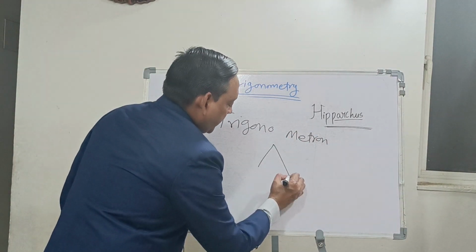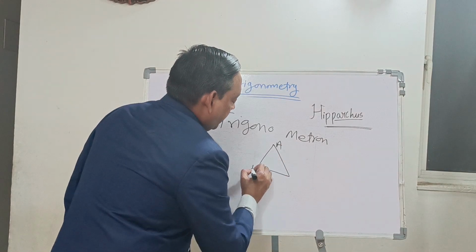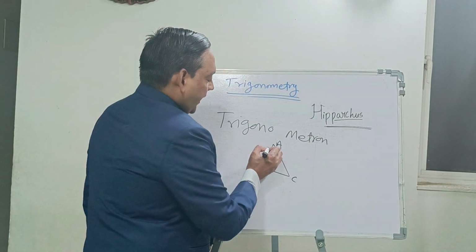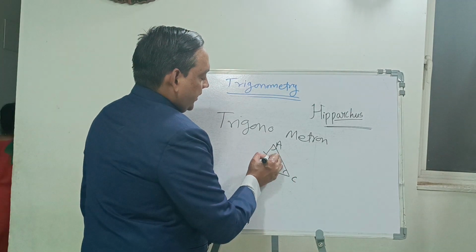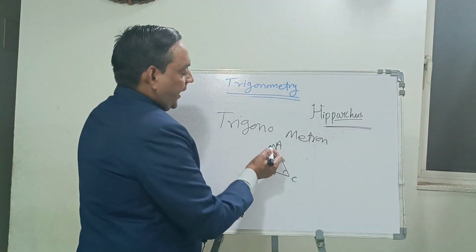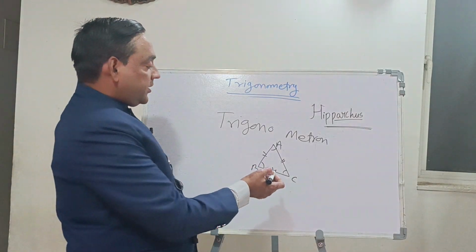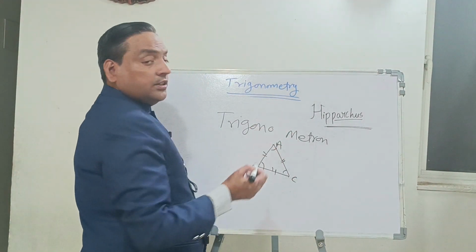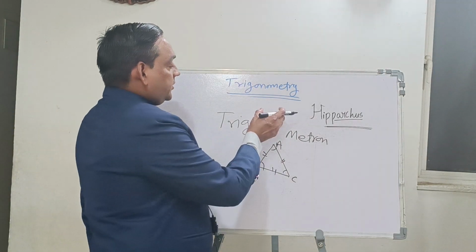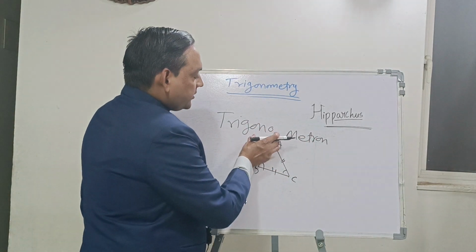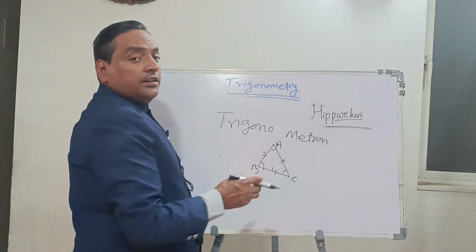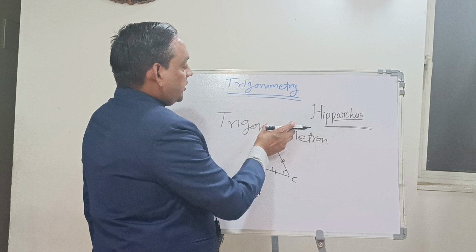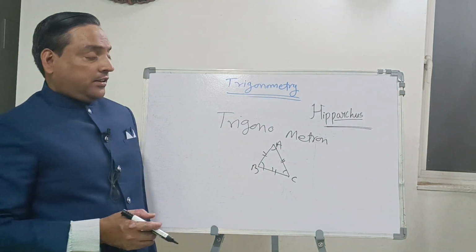Suppose we have a triangle ABC. In triangle ABC we have three angles and three sides: angle A, angle B, angle C, and side AB, side BC, and side AC. So trigonometry is to find the relation between an angle and its sides. Trigonometry is the branch of mathematics which deals with the sides and angles.